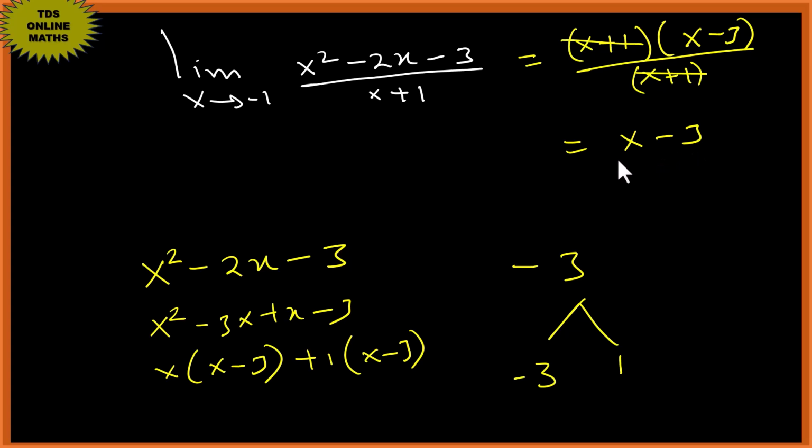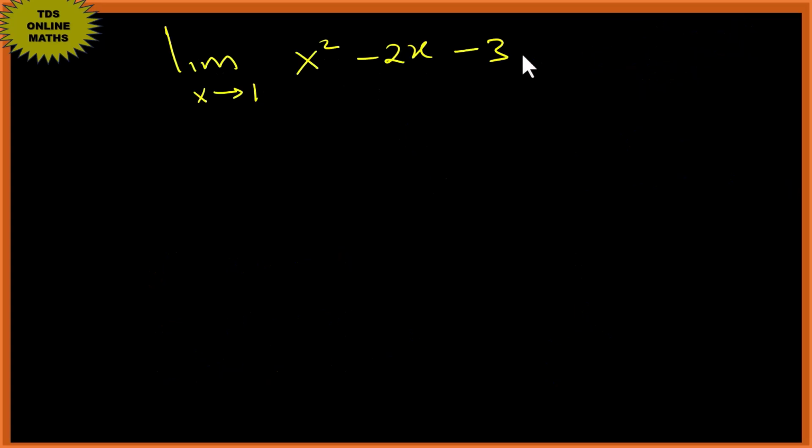So I can go ahead and plug in the limiting value here, which will make this negative 1 minus 3, and the result is negative 4. So the result for this one is -4. As simple as that.